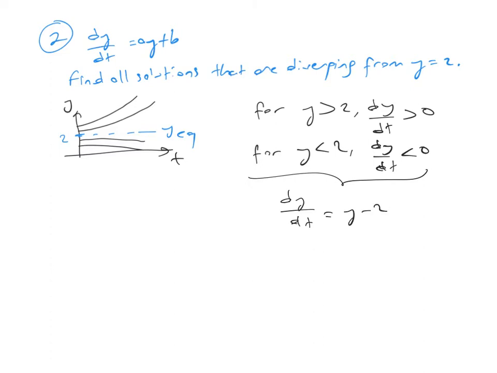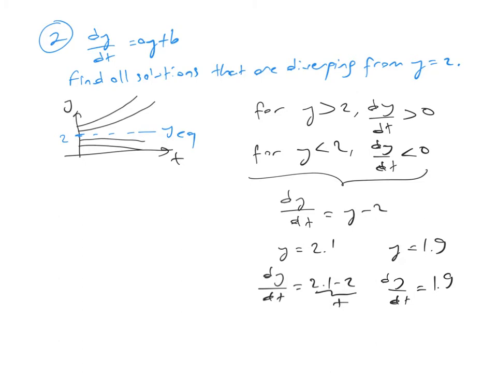And let's test this differential equation again by taking two values. One of the values is bigger than the equilibrium point and the other is smaller than the equilibrium point. So let's take the values as y is equal to 2.1 and y is equal to 1.9. And let's write down the equations. dy over dt is equal to 2.1 minus 2, which is positive, and dy over dt is equal to 1.9 minus 2, which is negative.